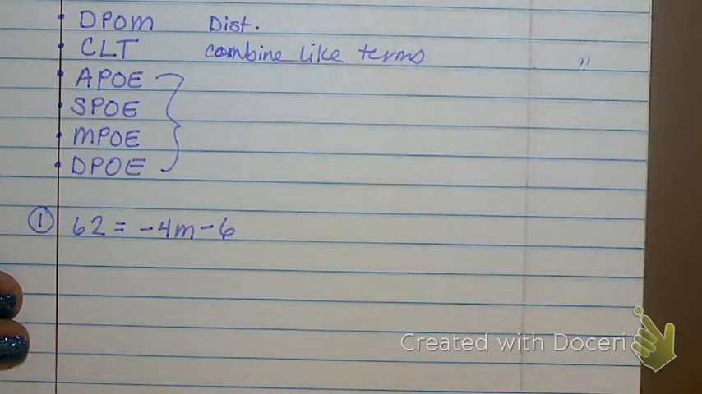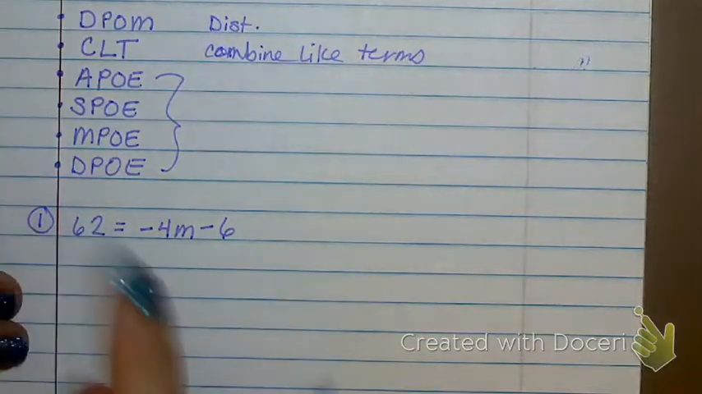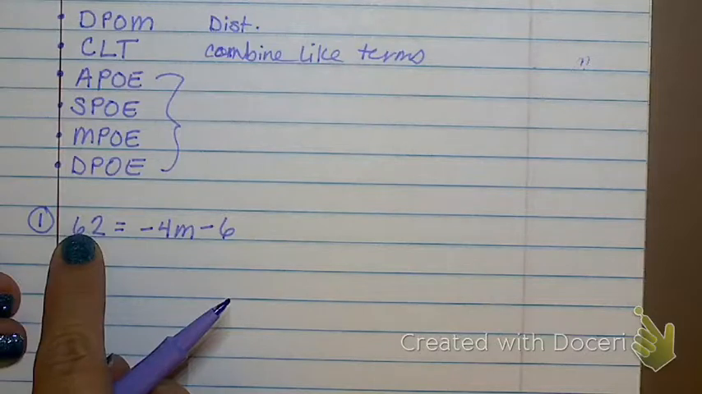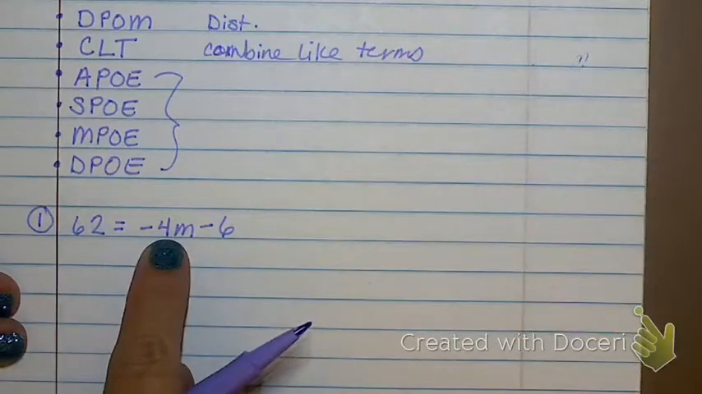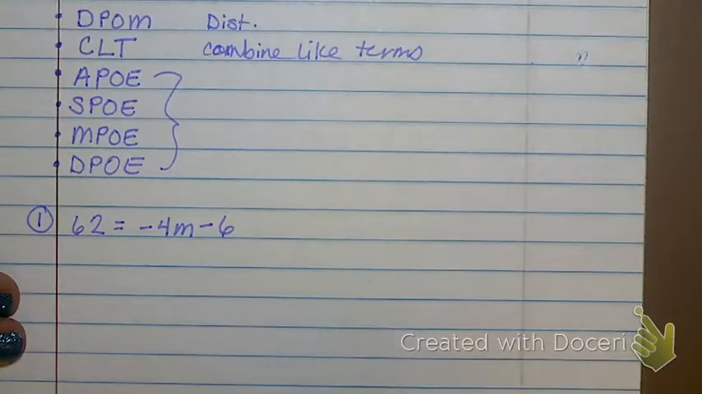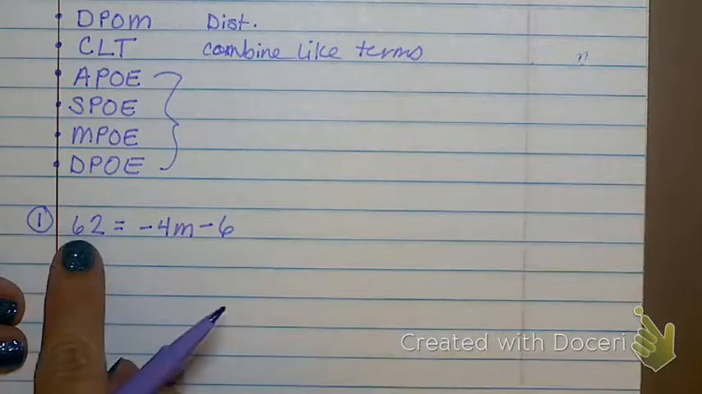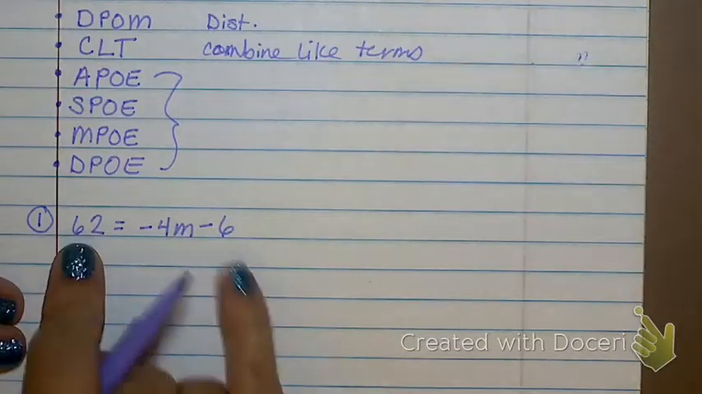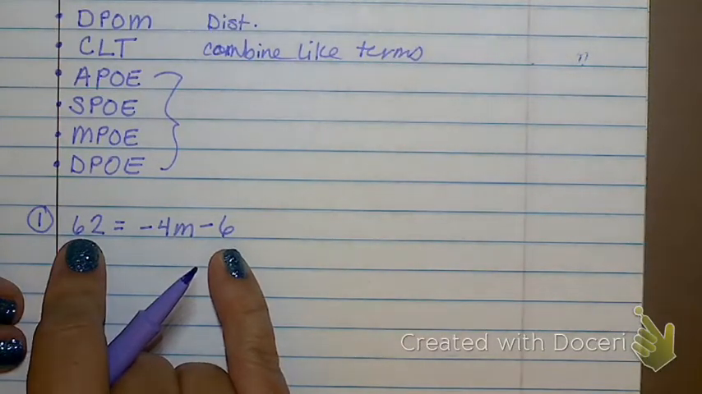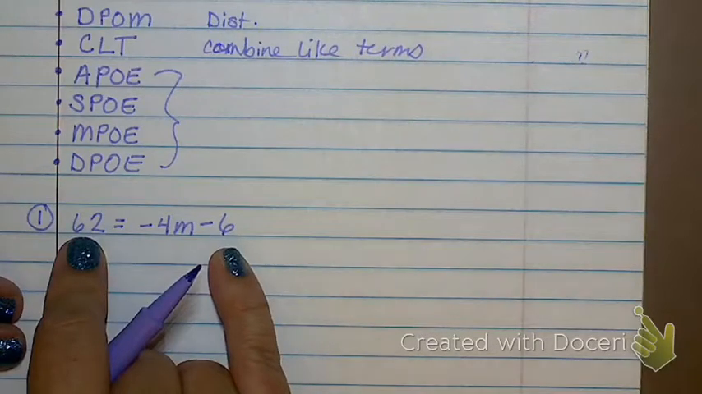Get the letter alone. Now, in this, I technically have 3 terms. I have a 62, I have a negative 4m, and I have a negative 6. 2 of those terms are like terms. Which 2 are like terms? 62 and negative 6. Those ones are like terms because neither of them have a letter, correct? So my first step is to get those like terms together.